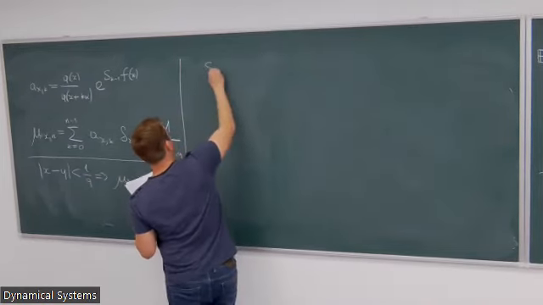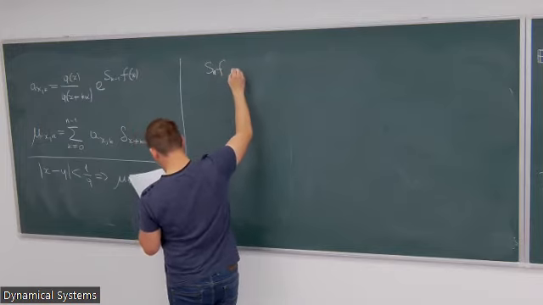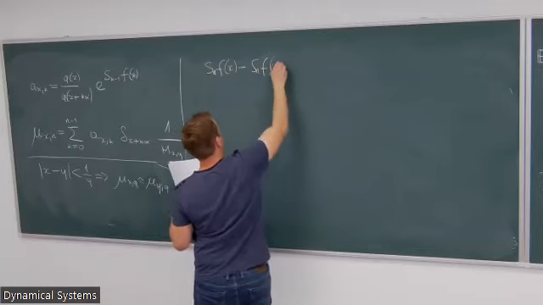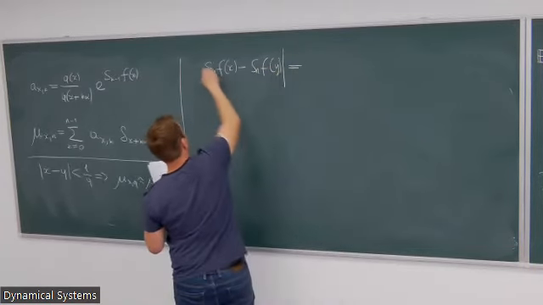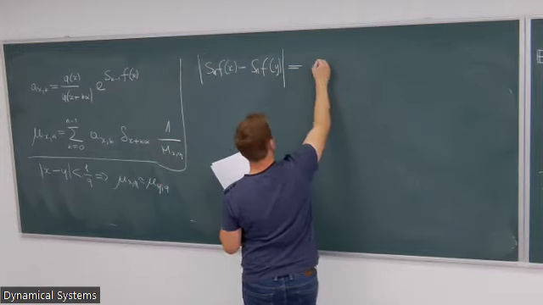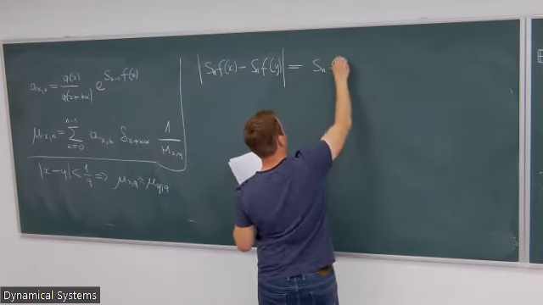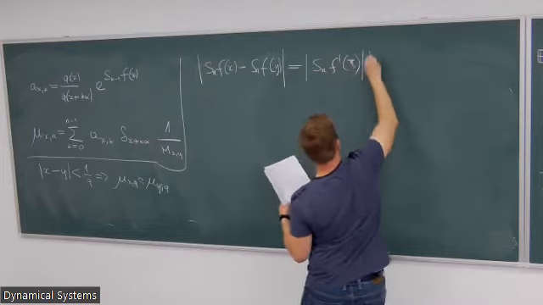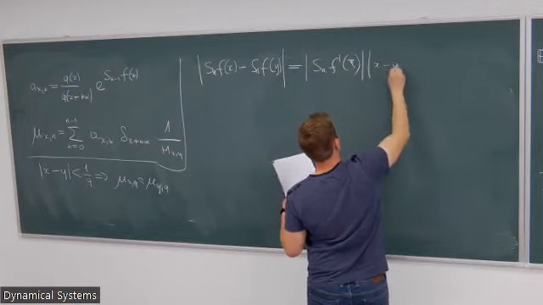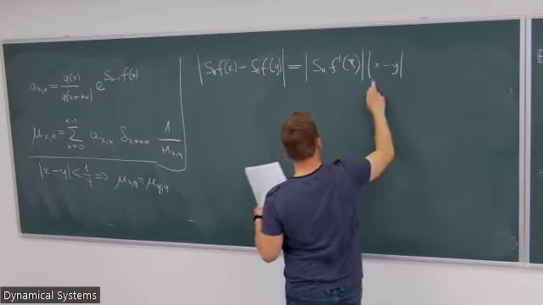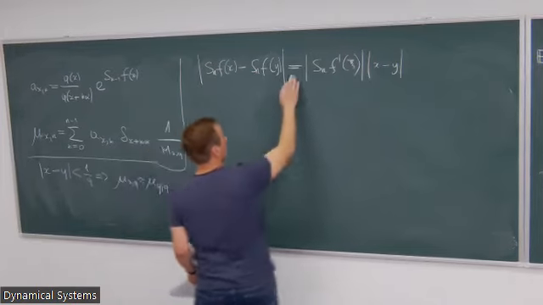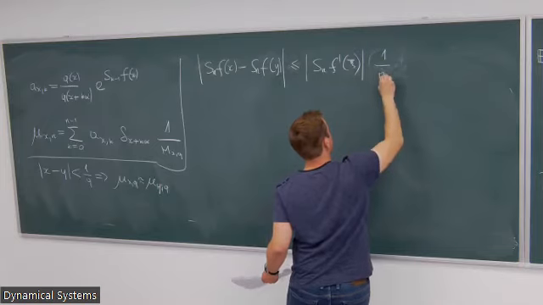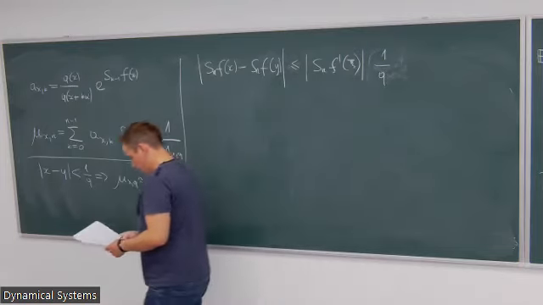Because S and F minus S and F y is equal to S and F prime of psi for some point by Nicolaus theorem x minus y. And because this distance is less than 1/q, then actually I can put inequality. And here I can put 1/q.